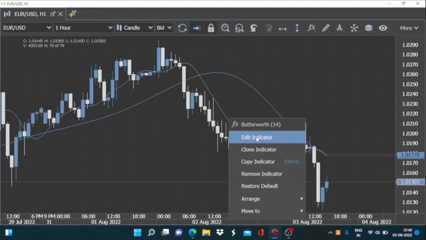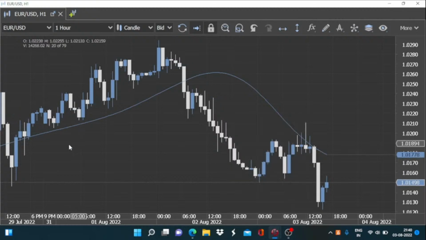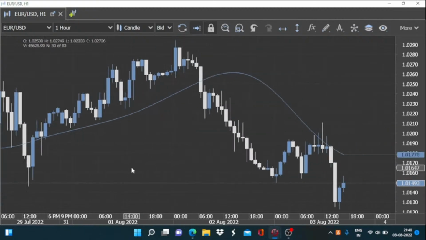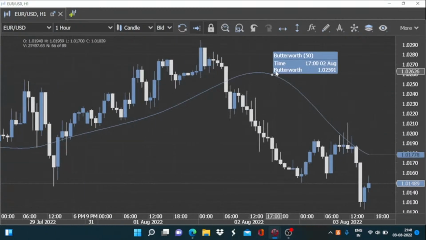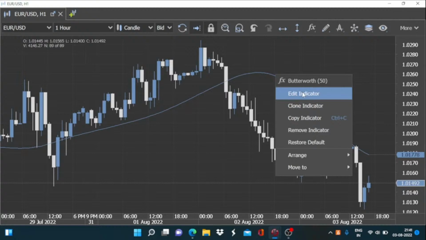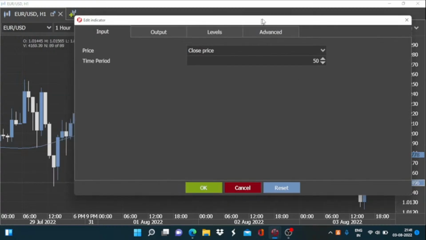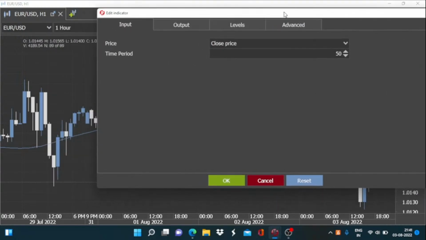Now let's remove this to make the chart look less cluttered. All right, so this is the 50 period Butterworth filter, and now coming to its editing options. So let's see what more can be done with this interesting indicator.